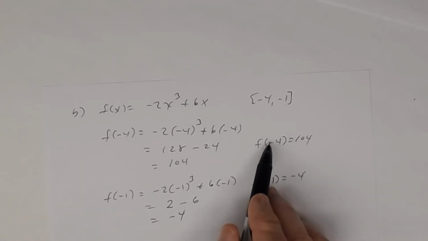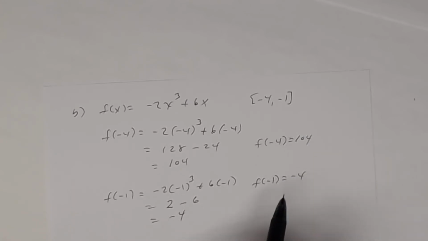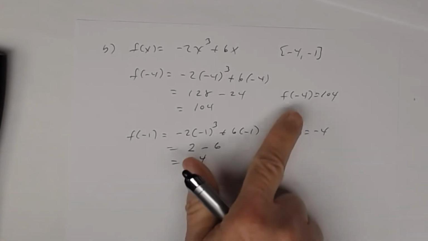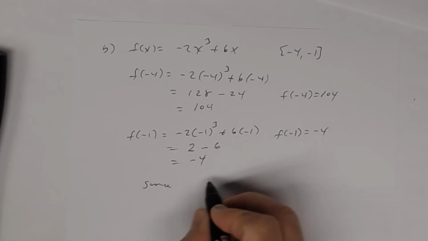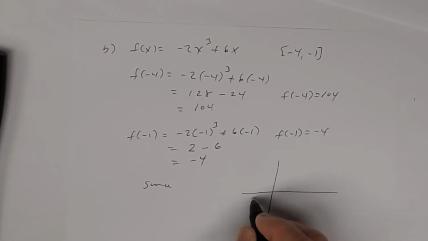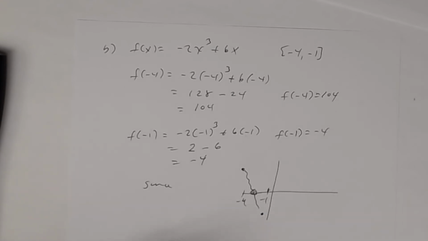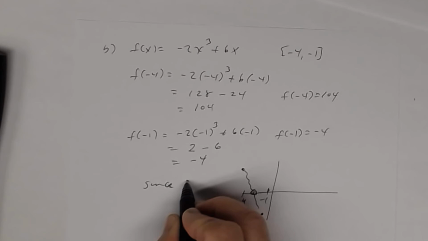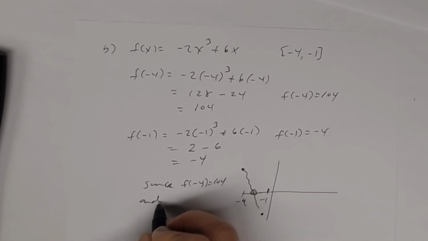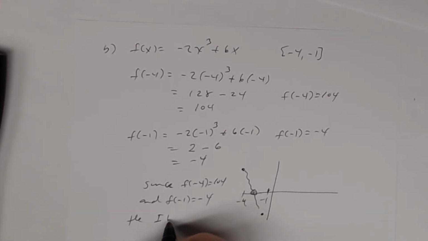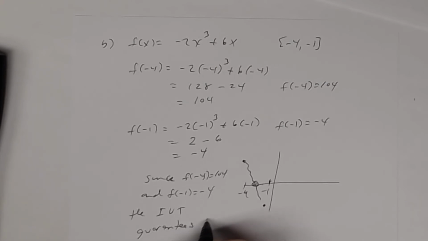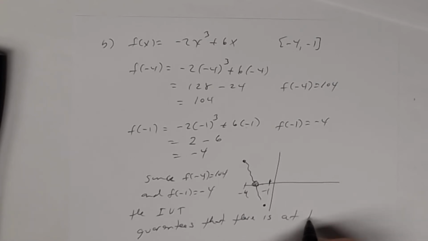So notice my y value at negative 4 is positive, and my y value at negative 1 is negative. So the intermediate value theorem will guarantee that there's at least one 0. Make sure you understand this, okay? When x is negative 4, I get a positive y value. When x is negative 1, I get a negative y value. So the intermediate value theorem says you have to have at least one 0. So since f of negative 4 equals 104 and f of negative 1 equals a negative 4, the intermediate value theorem guarantees that there is at least one 0 between negative 4 and negative 1. Okay?